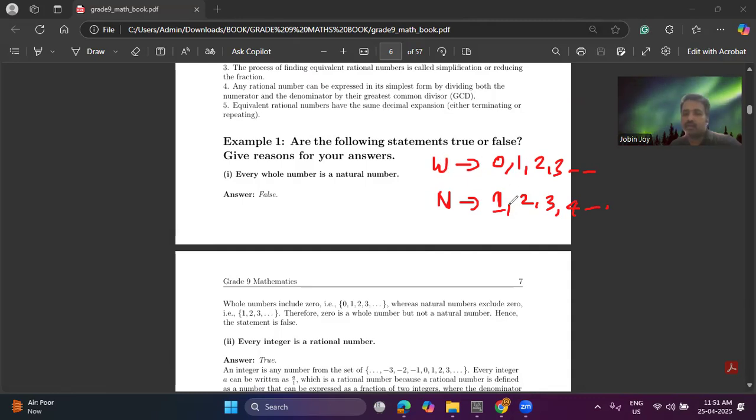So 1 is a natural number, 2 is a natural number, but 0 is not a natural number. So the statement, every whole number is a natural number, is false. Why is this false? Because 0 is not a natural number. So this statement is false. This statement is not true.